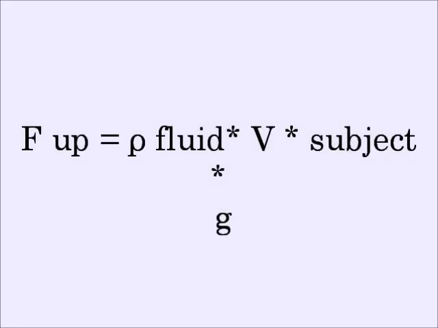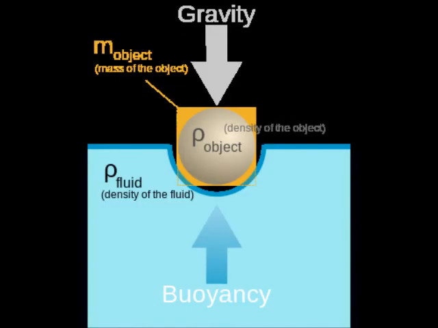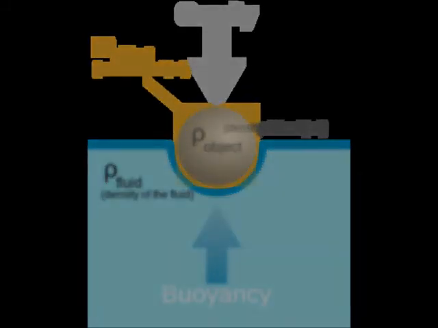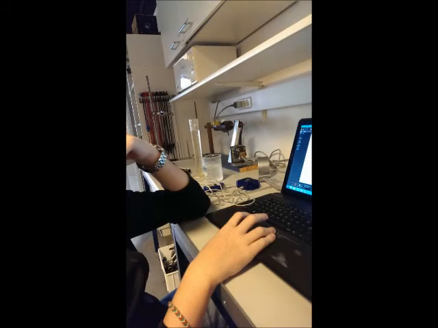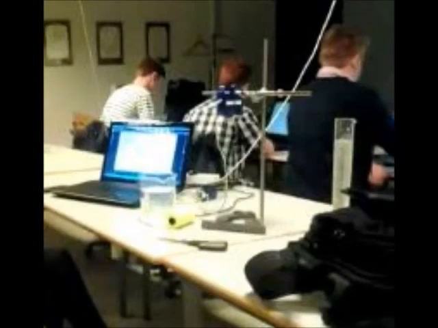So to find the buoyancy in a liquid, we have to use this formula. Then we tried to find the buoyancy for stone, ice, and aluminum in water.